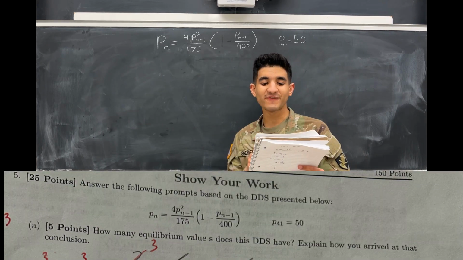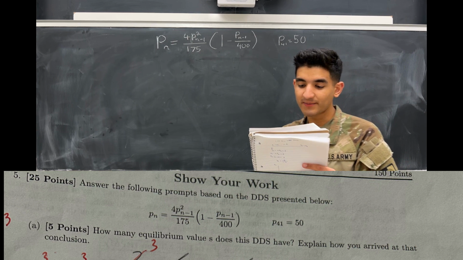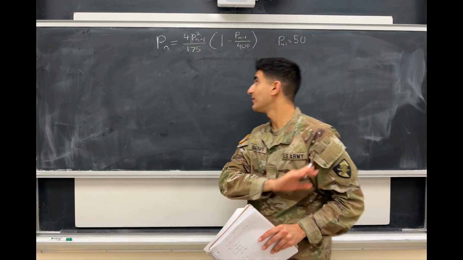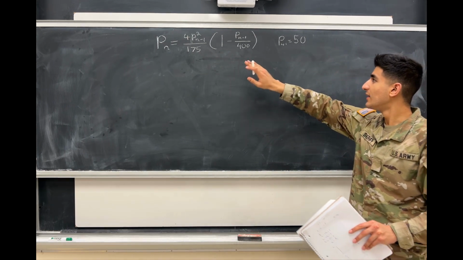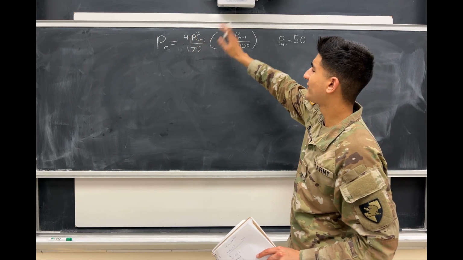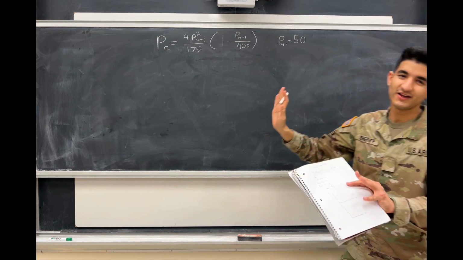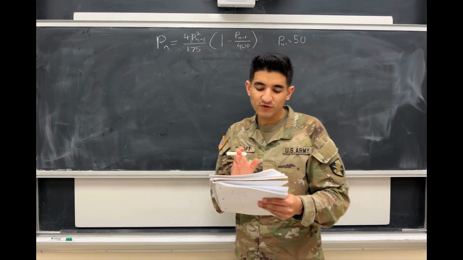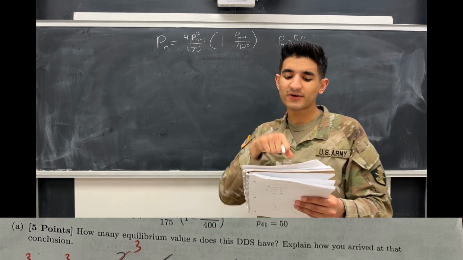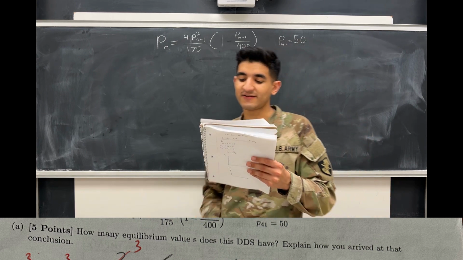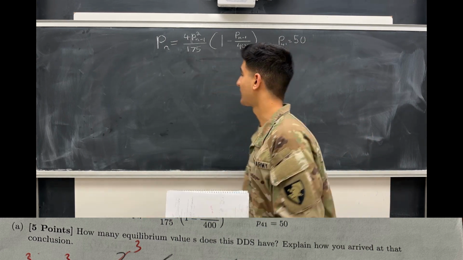All right, problem number 5. Answer the following prompts based on the DDS presented below. So here's my DDS up here. It's 4p sub n squared minus 1 over 175, all multiplied by this over here. I'll let you read that by yourself. The first question is, how many equilibrium values does this DDS have? And explain how you arrived at this conclusion.